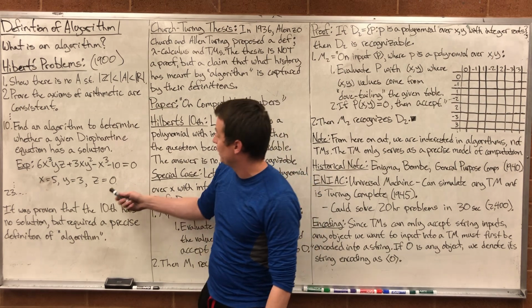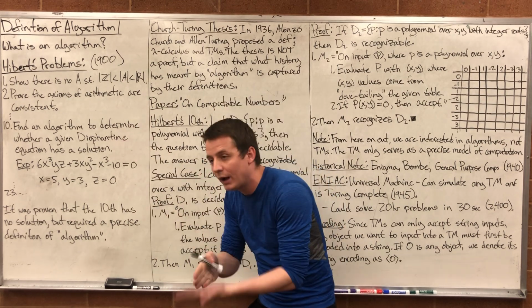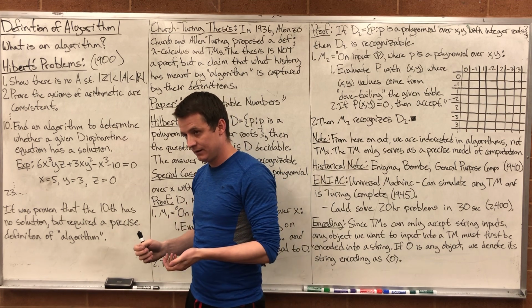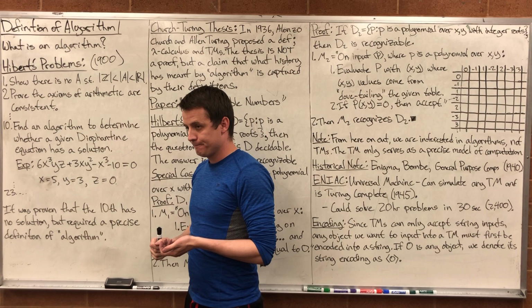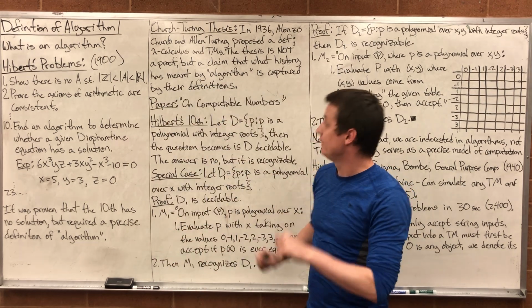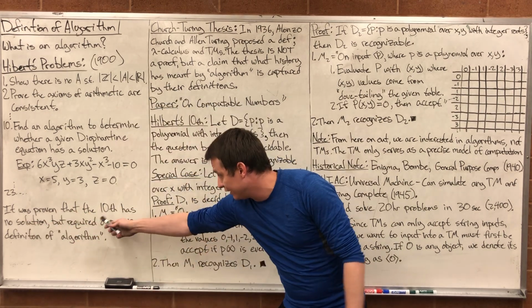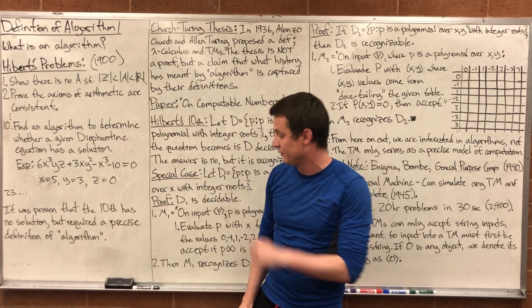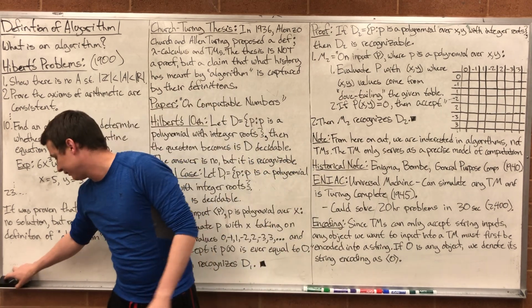And so to prove that there was no algorithm for this required us to have a concrete definition of what exactly we meant by algorithm. Intuition no longer worked. So I'll give you some of the backstory to why they were thinking about these types of things. So it was proven that Hilbert's 10th has no solution, but it required a precise definition of algorithm to prove that it doesn't have a solution.